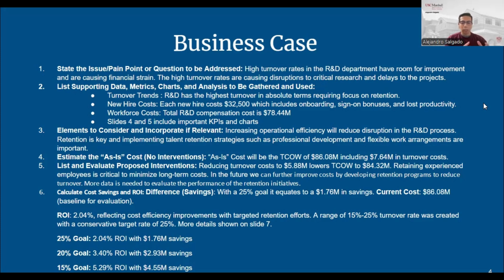And it's going to equate to about $1.76 million in savings. But we did create a range. So we created a range from 15 to 25%, and we want to hit that goal maybe somewhere in the middle. And that range of estimated savings could range from $1.676 million to $4.55 million in savings, with the various amounts of percentage in ROI, which we're going to talk more in depth in the upcoming slides as well.